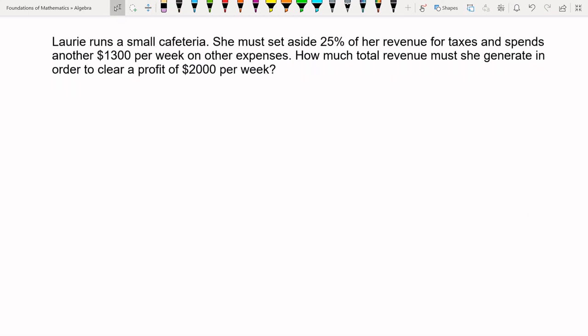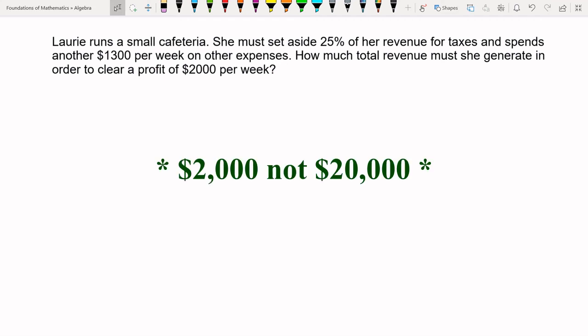Okay, here's the last problem. Lori runs a small cafeteria. She must set aside 25% of her revenue for taxes, and she has to spend $1,300 for expenses. How much total revenue should she bring in if she wants to generate a profit of $20,000 per week? That means that she needs to end up with $20,000.